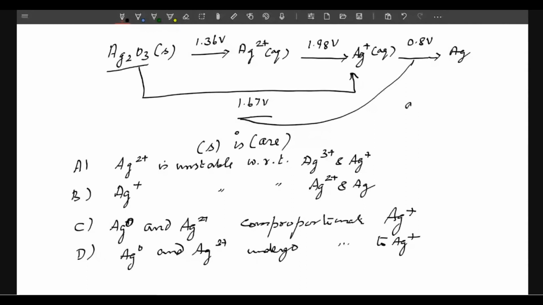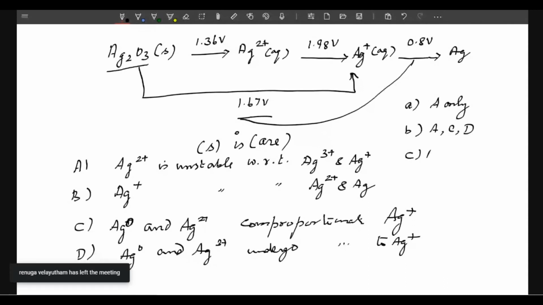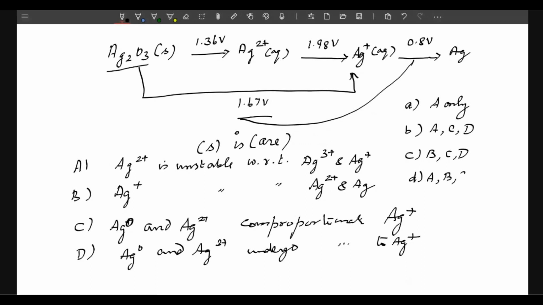Next, option A. A only, the statement A only is the correct answer. B, A, C, D; C option, B, C, D; D option, A, B, C; A, B, C. Which is the correct answer? Go and check in your home.